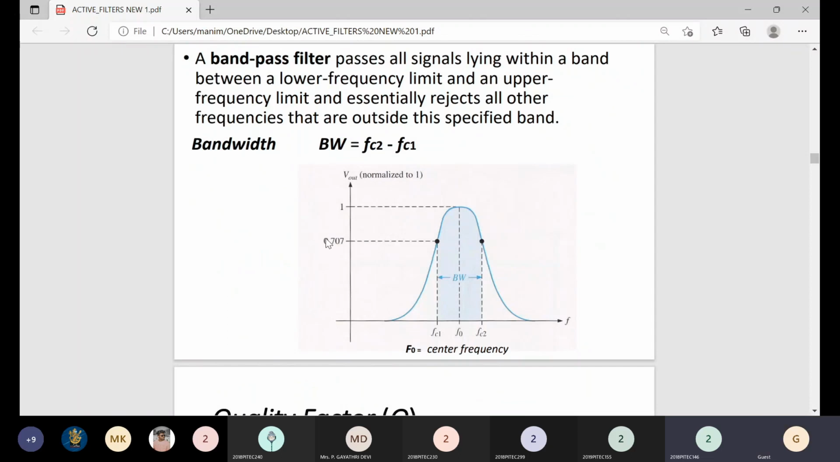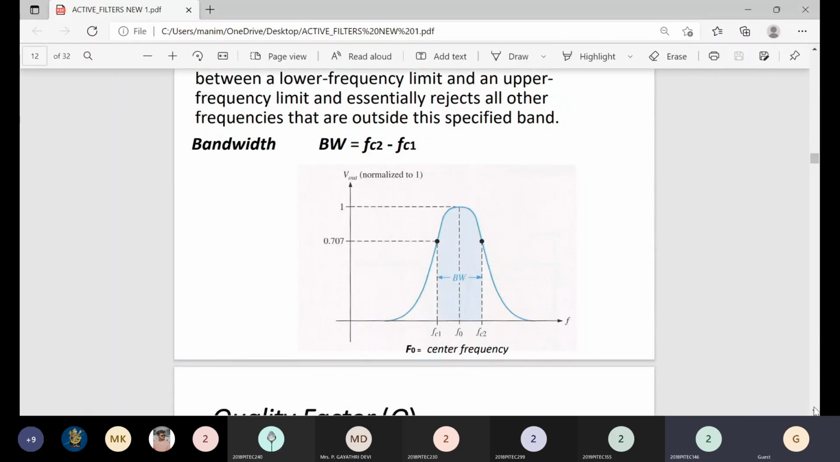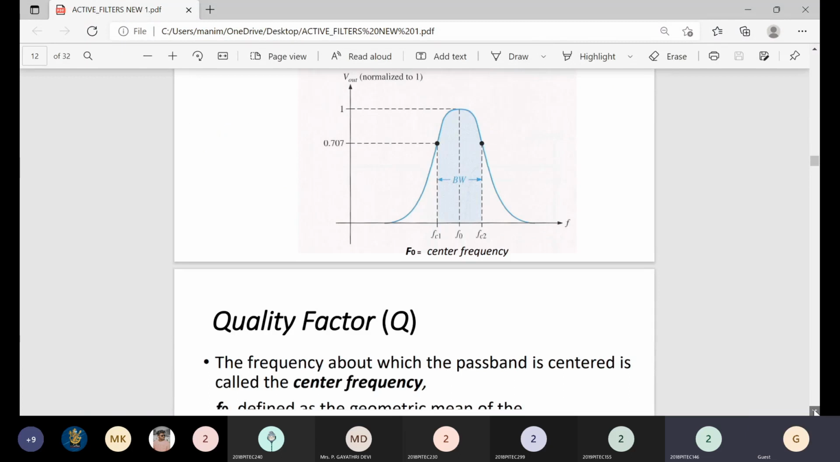Here we consider 0.707. This is F0, the center frequency. At F0 we have the maximum voltage gain, which is 1. From the center frequency we define the quality factor.